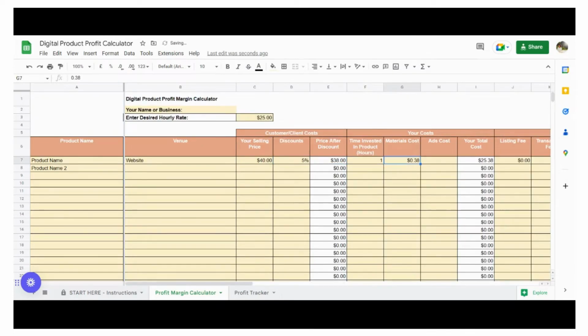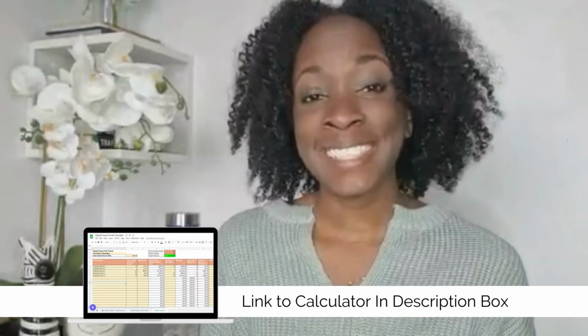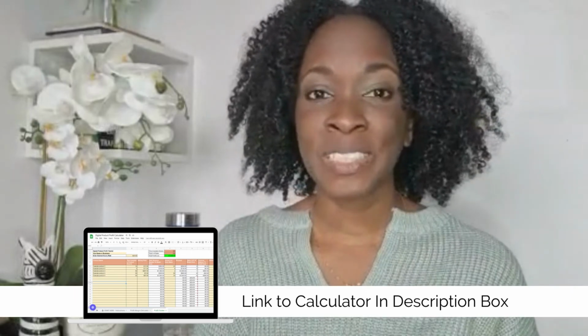I've also included any ad spend that you may spend when promoting your product as well. So that's the easy way of coming up with a price to sell your digital products.